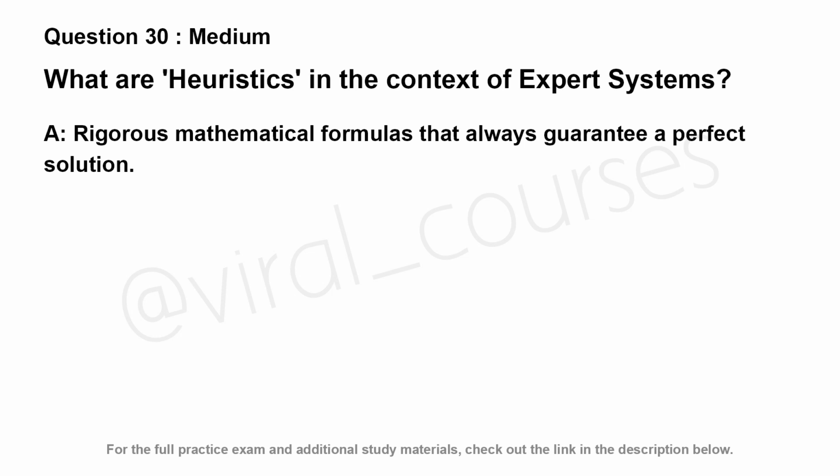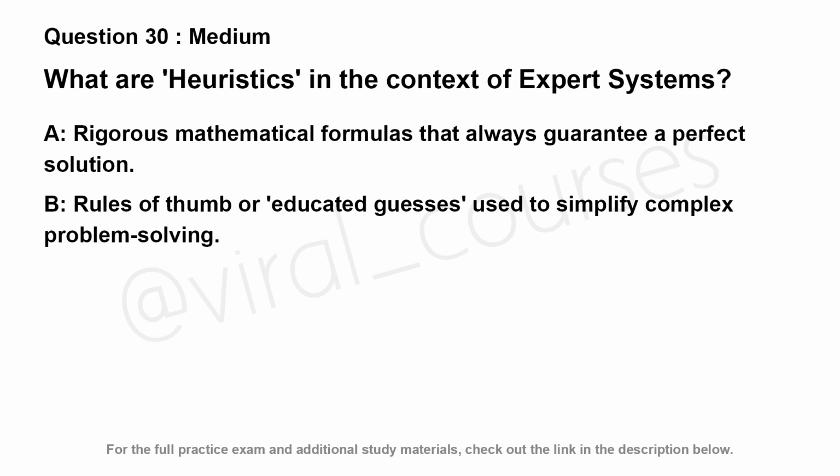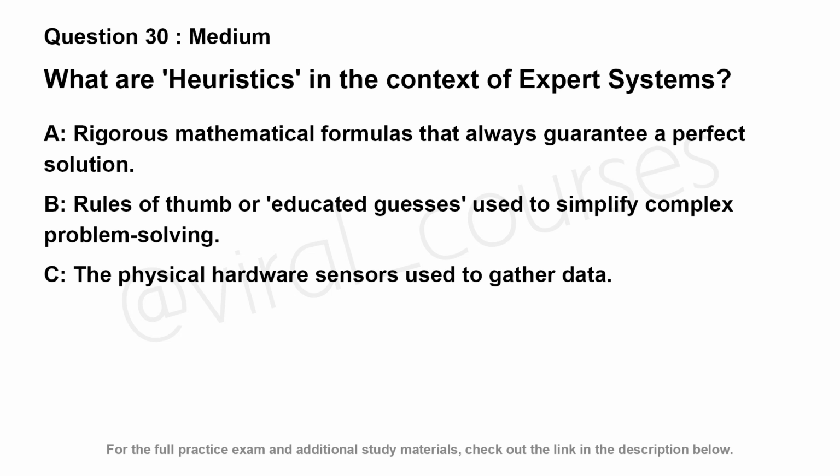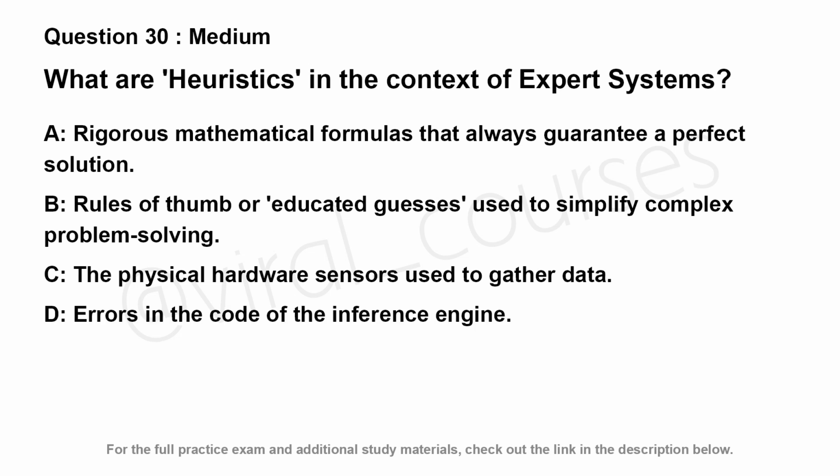What are heuristics in the context of expert systems? Option A. Rigorous mathematical formulas that always guarantee a perfect solution. Option B. Rules of thumb or educated guesses used to simplify complex problem solving. Option C. The physical hardware sensors used to gather data. Option D. Errors in the code of the inference engine.